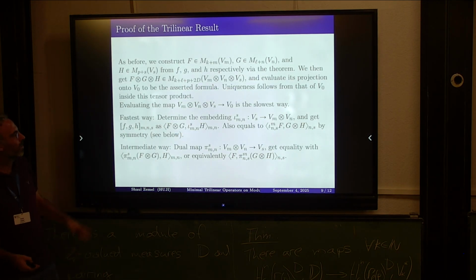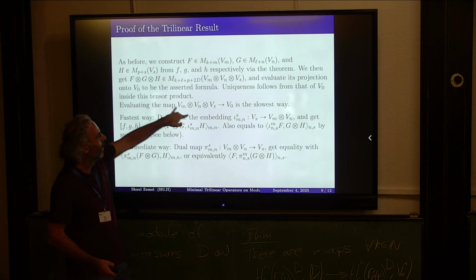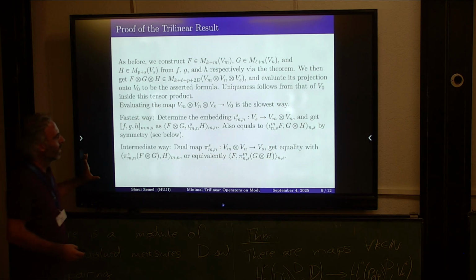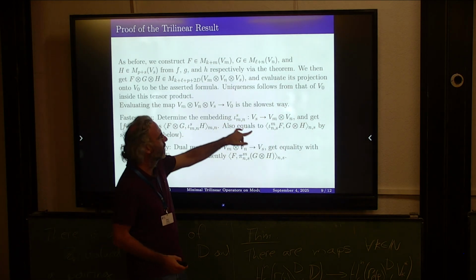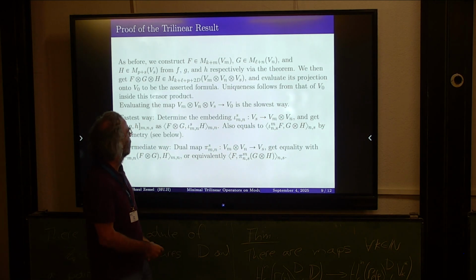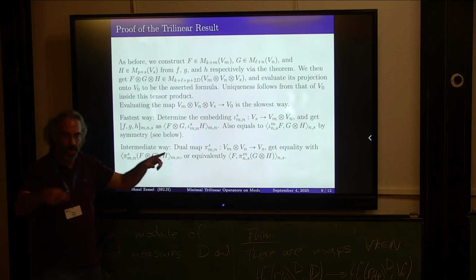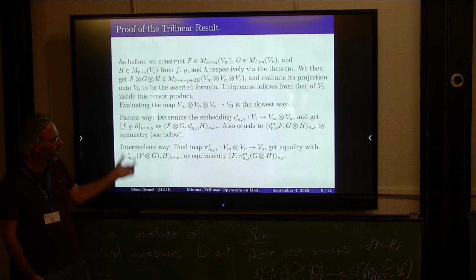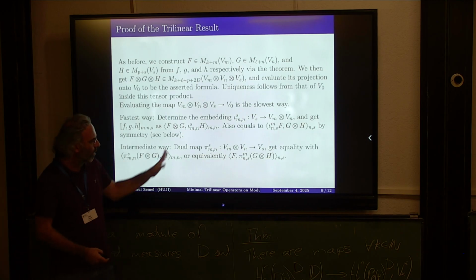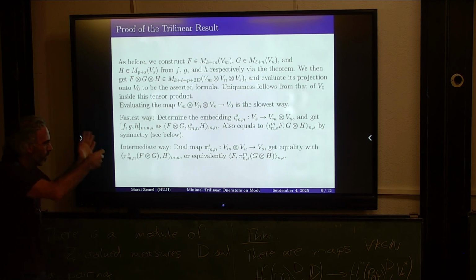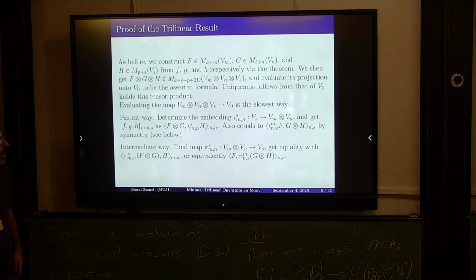Now there are three ways to do it. The slowest one is actually evaluating the projection to V0. The fastest one is embedding, say, Vs into the other product and taking the pairing with the pairing on VM tensor Vn, and you can always have an intermediate way. The reason I'm saying it is to prepare it for quadrilinear maps that I'm not going to discuss today, but there are several ways to do it. They all give the same calculations, the same result.